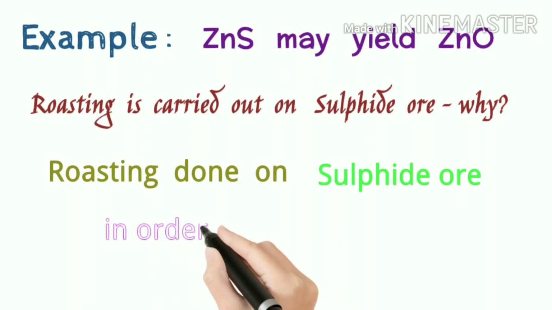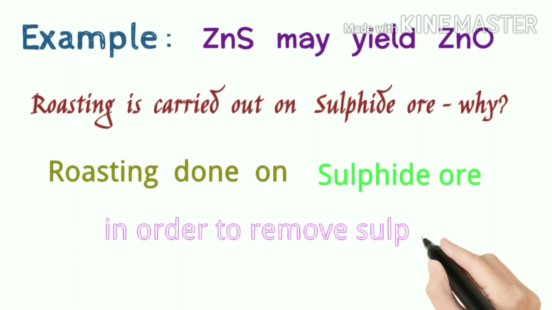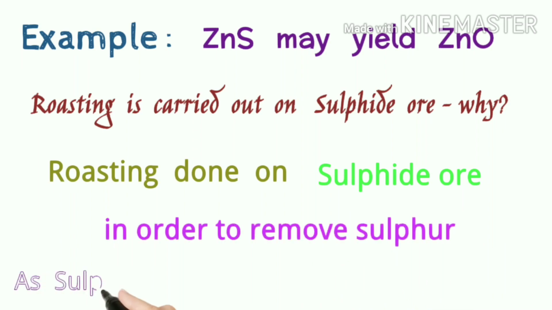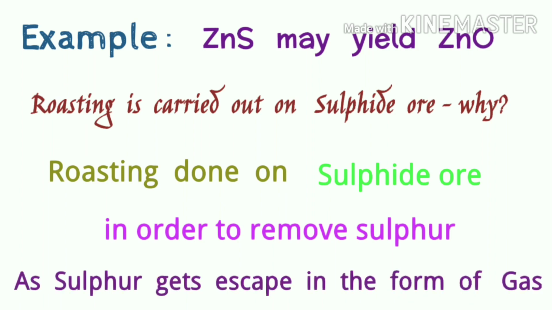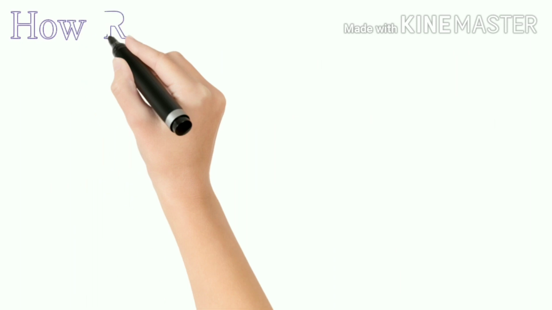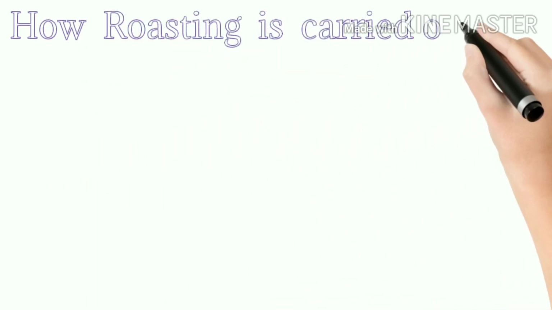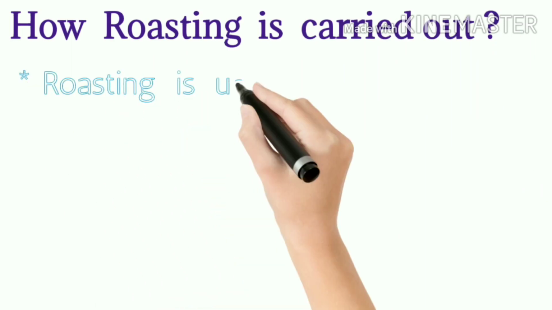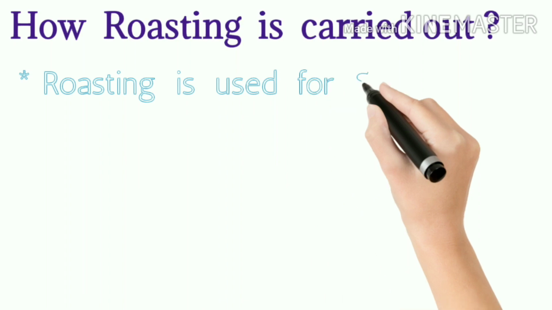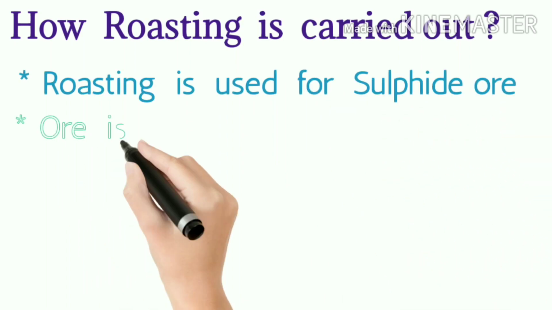The point is that sulfide ore easily escapes in the form of gas, so in order to remove the sulfur we use this process for the conversion of a metal sulfide ore into a metal oxide. So how is this roasting carried out? Step by step I'll tell you. Roasting is used for the sulfide ore, for the conversion of ore into a metal oxide.